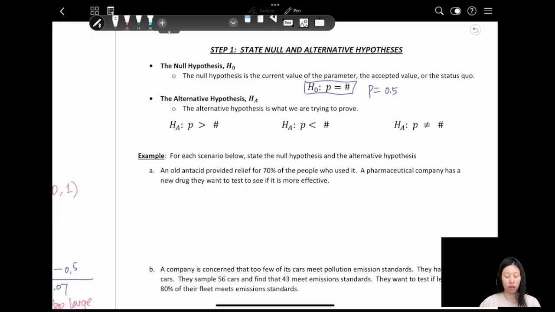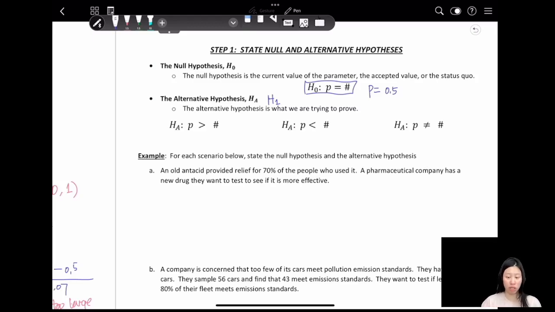The alternative hypothesis, we use the notation H sub A. Sometimes they use H sub 1. The alternative hypothesis is what we are trying to prove. Sometimes it's greater than the number, sometimes it's less than the number, or not equal to the number. We would not state that the alternative hypothesis equals a certain number. For example, in the previous coin flipping example, we would not say the alternative hypothesis is equal to 0.75. This is not right. It's always either greater than, less than, or not equal to. We don't want to give an exact number.